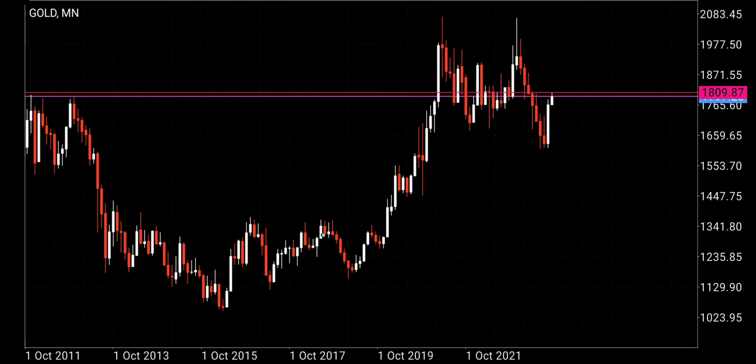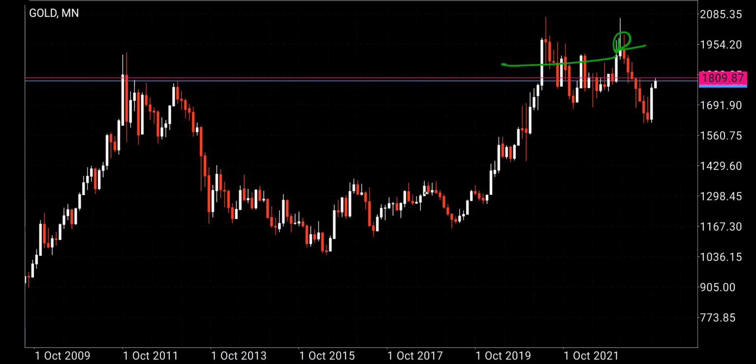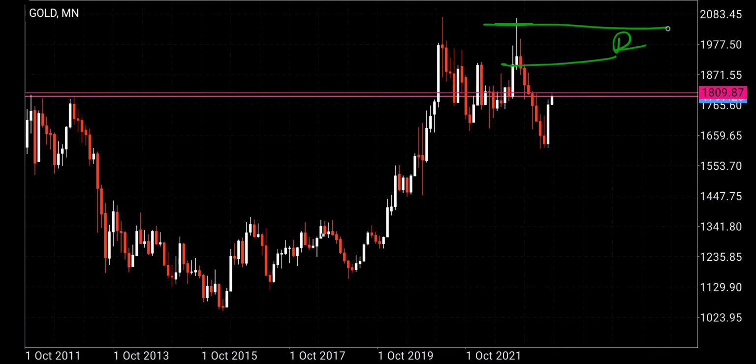So we always start with the highest time frame, and this is our monthly chart, and we can see our gold has had some momentum to the downside for a couple of months, and this is the nearest resistance we got, this one here. This is our resistance and this is our support.